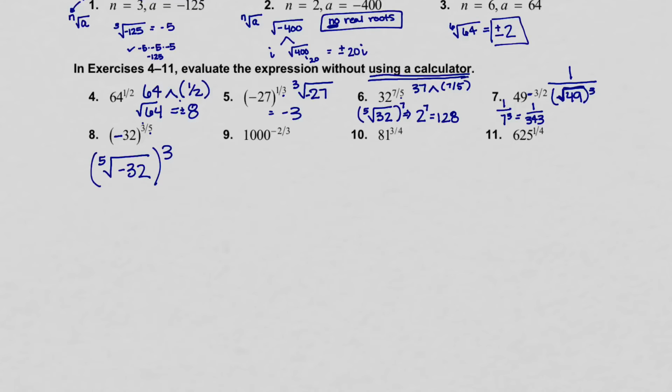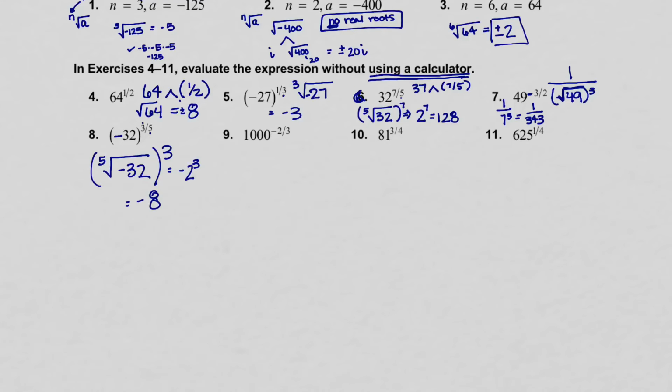So I think we've already done this one once today. Yes, we have. It's over here at number 6. We know that the 5th root of 32 is 2, but we're dealing with the negative now, so it's negative 2. We still have that power 3. So negative 2 times negative 2 times negative 2 is going to end in a negative 8.